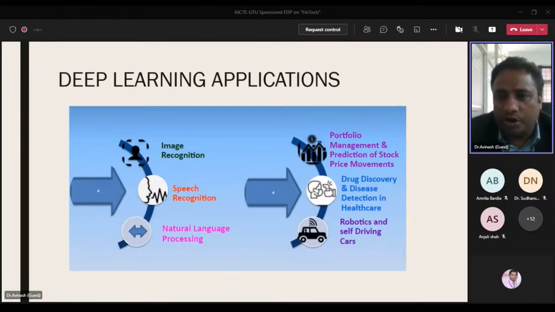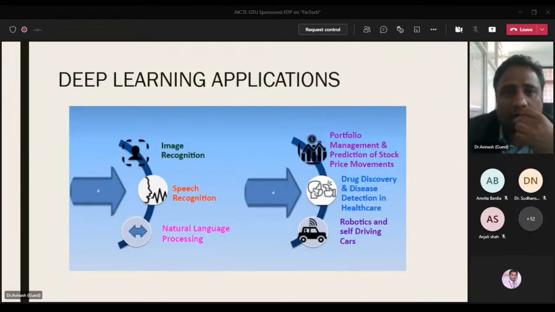So this is about drug discovery and disease detection in healthcare. Then also robotics and self-driving cars have deep learning applications. I hope these applications are clear to everyone. No response from the participant. Yes, sir. Okay, thank you very much for responding.